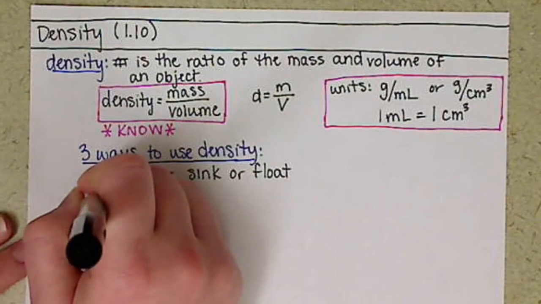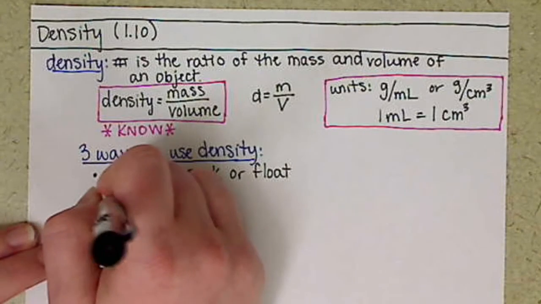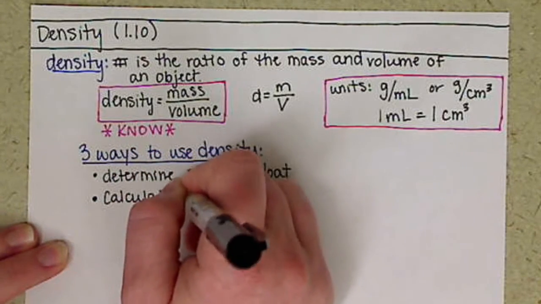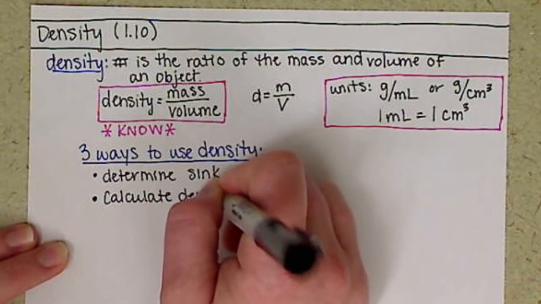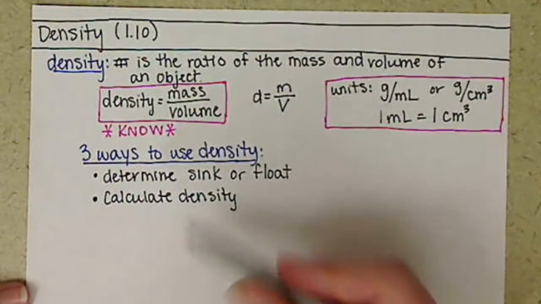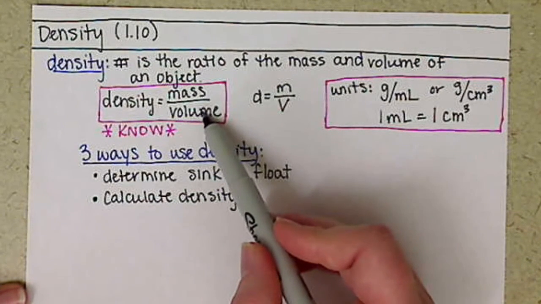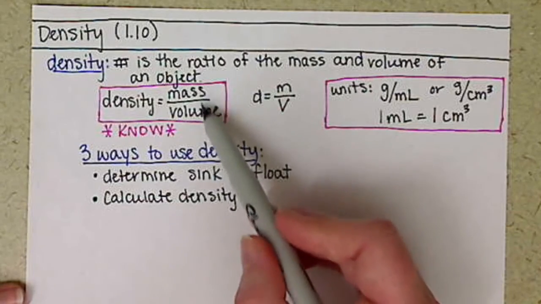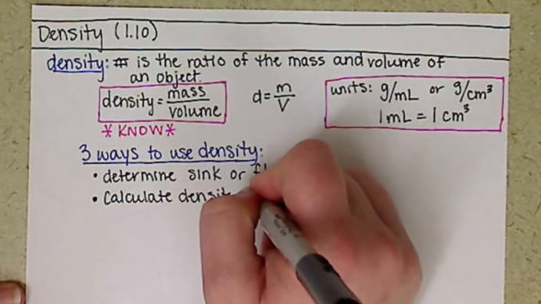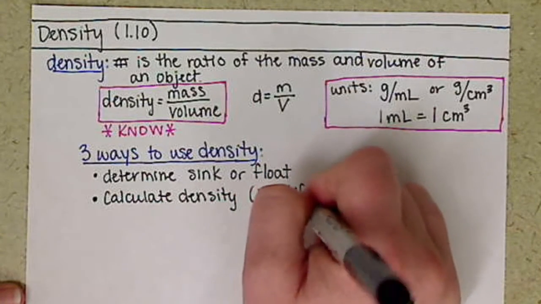The second way that we can use density is to calculate the density. So determining the mass of something and determining the volume of it, dividing those two to get the density. Typically this is used as a way to identify an unknown.